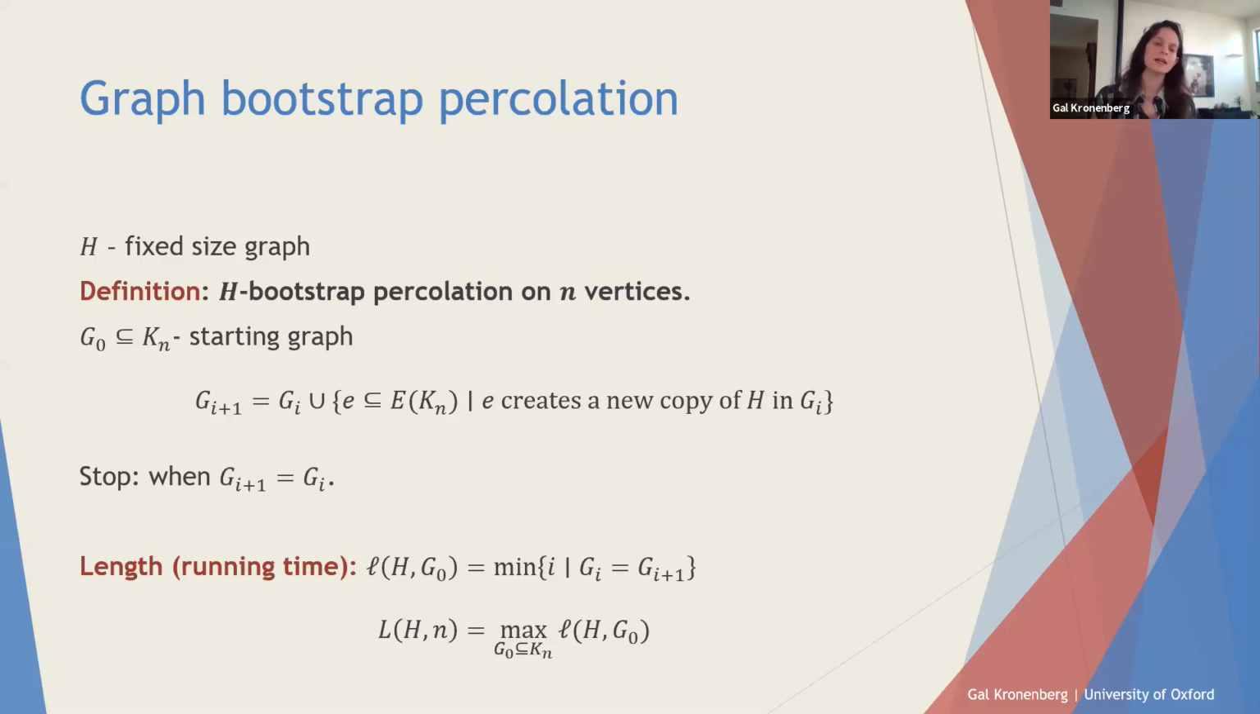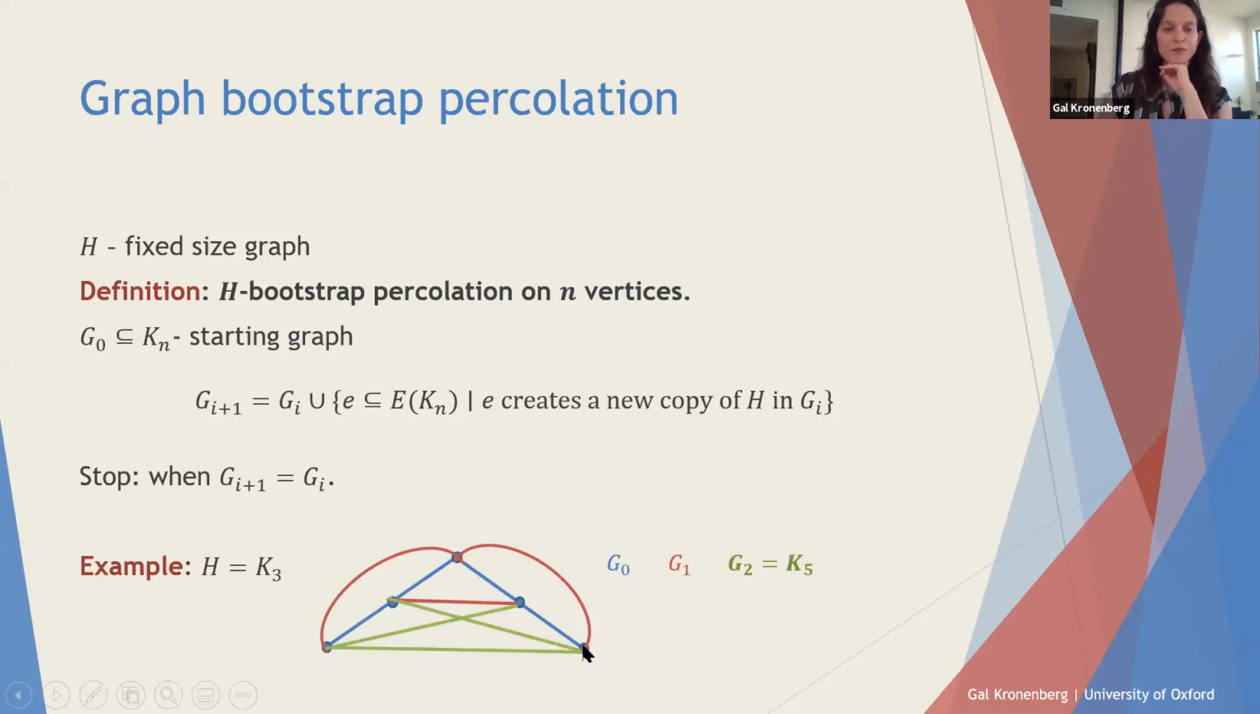I want to find the starting graph that will allow me to continue the process as slowly as possible. So this is now the parameter that I want to consider during this talk, the maximum length. And in the example we saw before, the length was 2. Not the maximum length, we don't know. The length with respect to this specific starting graph.